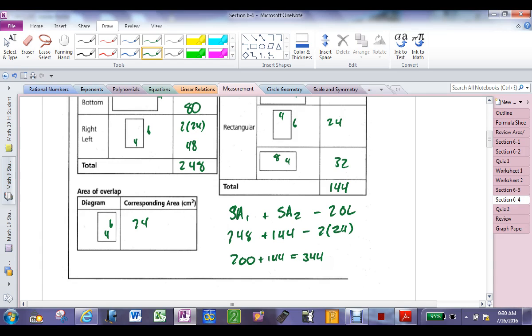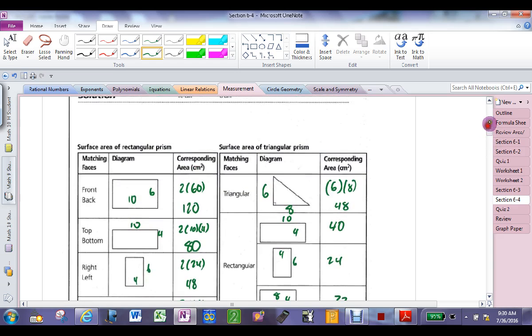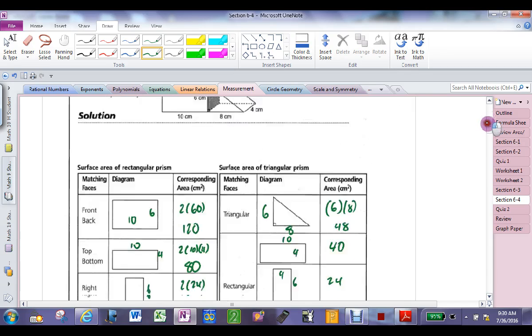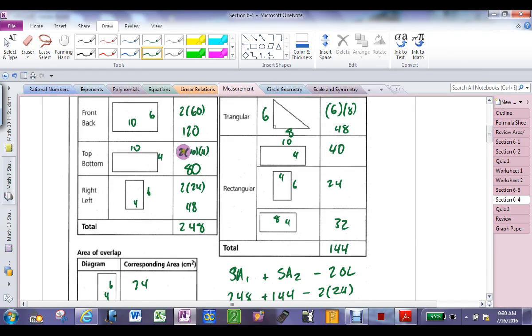Now when I'm doing the surface areas, I don't even count the overlaps. That's my shortcut. I know it's 6. I know that this is going to be times 2. I know that this one, top and bottom, is going to be times 2. But right and left, I don't bother timesing by 2. I just multiply it by 1 the first time. And over here, I don't even count that.